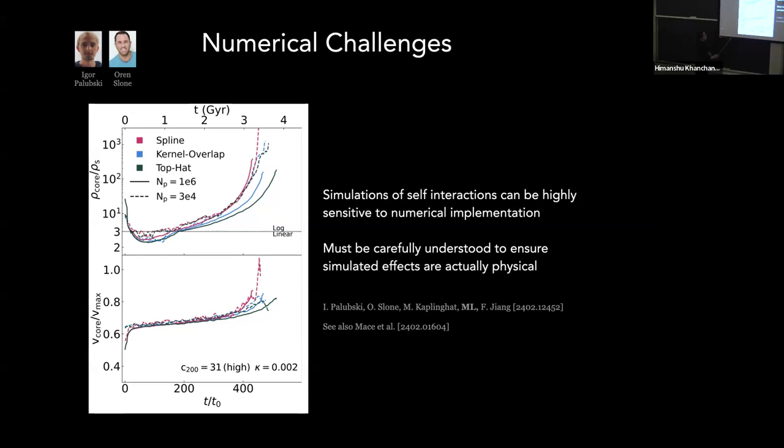Each curve here is essentially a different numerical implementation of this, and you can see there's a really big spread. That spread comes from changing how the self-interactions are implemented in the code, the numerical resolution, and a lot of details like that. We're just at a point of understanding what the problems are, but not even really understanding how to fix them. This is one of the challenges of implementing this in the code. There's a lot of subtlety, and you need to get it right, because otherwise you might end up interpreting the result as a physical effect when it shouldn't be one.